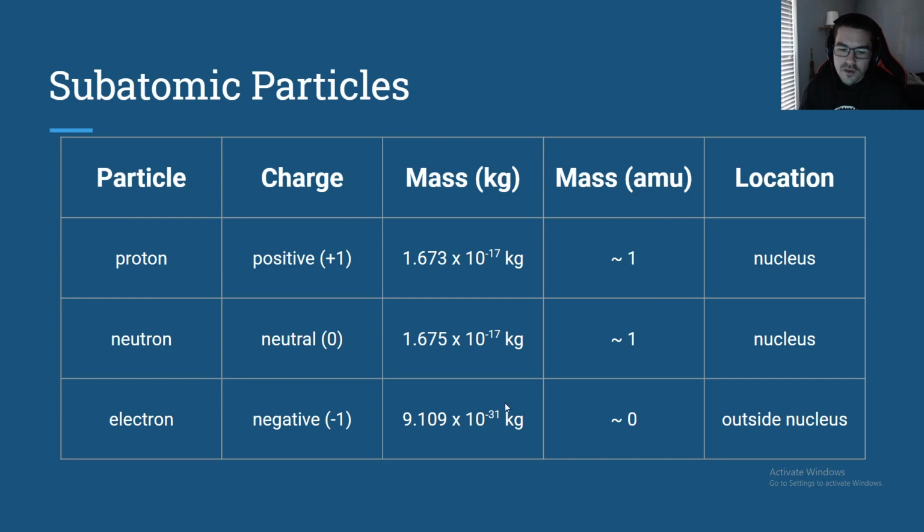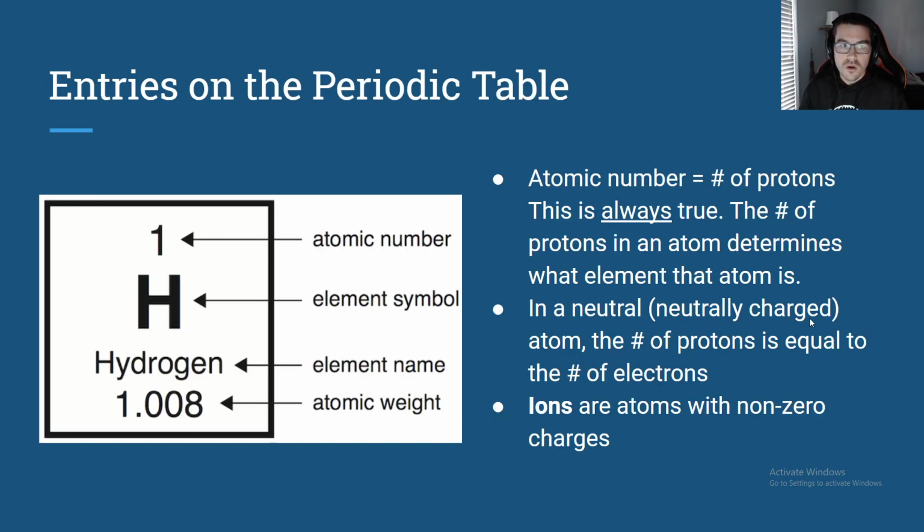And electrons, because they're so small compared to protons and neutrons, we're going to give them a mass of basically 0, okay? They don't actually have 0 mass. In reality, electrons do have mass, but it's so small that we're going to assume it's negligible in any calculations that we do. And once again, the electrons can be found outside the nucleus, in contrast to the protons and neutrons.